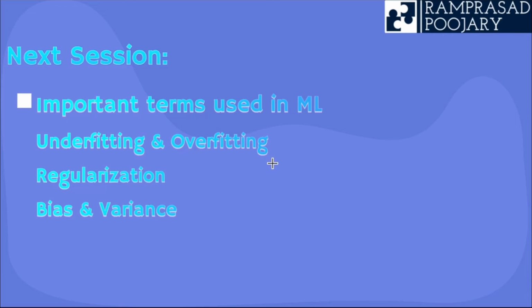In the next session we'll look at very important terms used in machine learning such as underfitting and overfitting. What are they and how can you avoid them? We'll look at regularization and the different types of regularization we have. We'll look at bias and variance and the trade-off between them. And there are other important terms that we are going to look at in the next session.